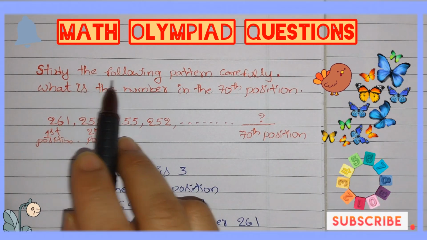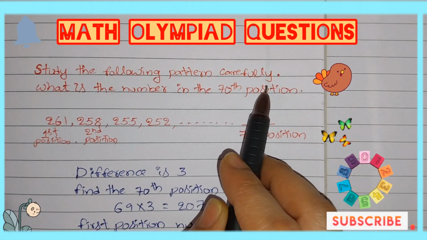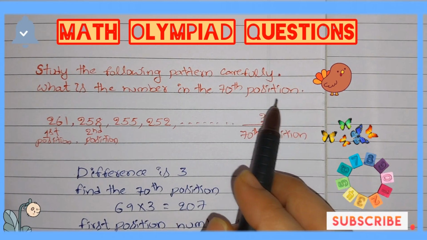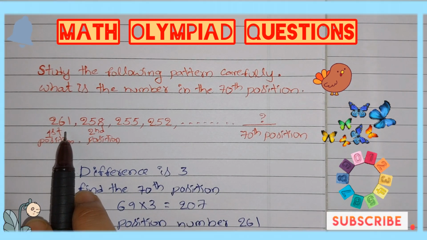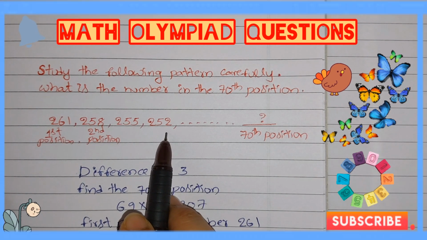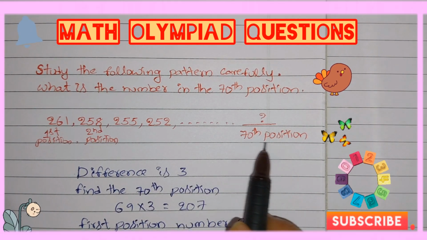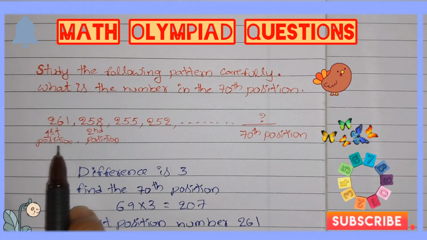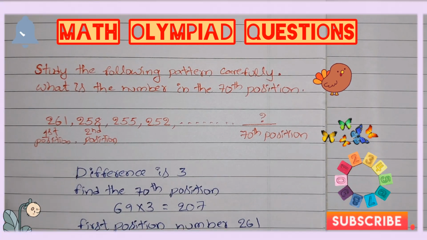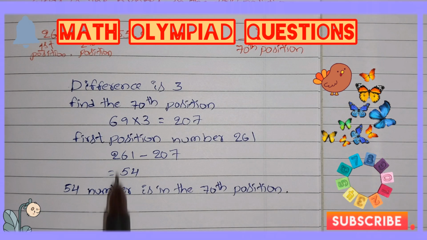The third question is, study the following pattern carefully. What is the number in the 70th position? They have given some numbers: 261, 258, 255, 252 and so on. We have to find it. What is the number in the 70th position? First position is 261. Second position is 258.